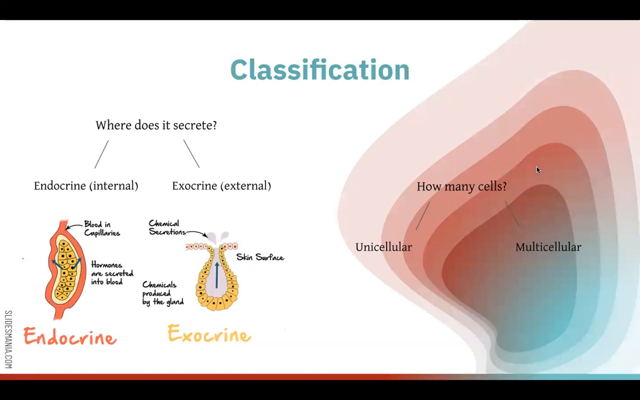In classification, you ask, again, two questions. Where does it secrete and how many cells are there? In the first question, where does it secrete? It can either secrete internally, which is endocrine, or externally, which is exocrine. Then secondly, there is how many cells: unicellular or multicellular.